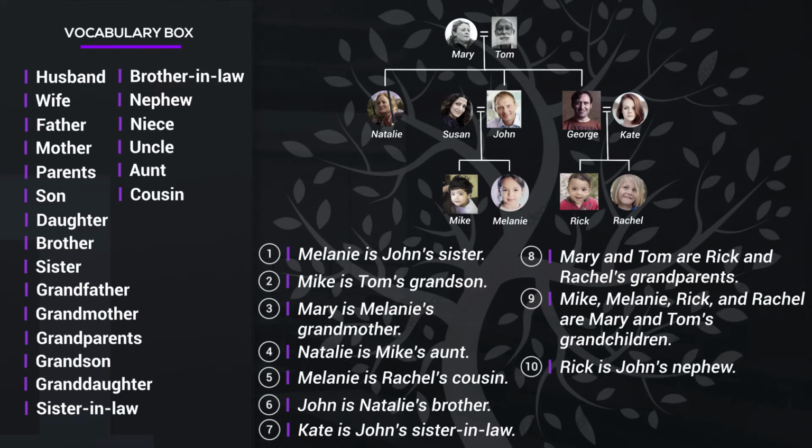Number 10. Rick is John's nephew. Number 11. John is Rachel's uncle. Number 12. Susan is John's wife.